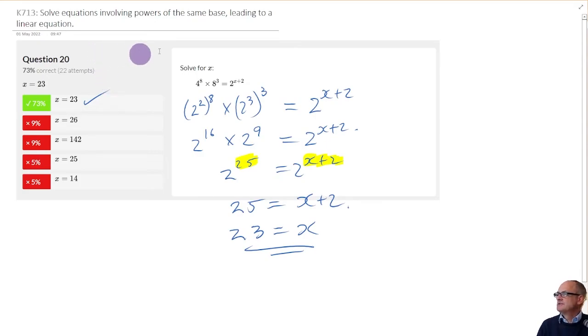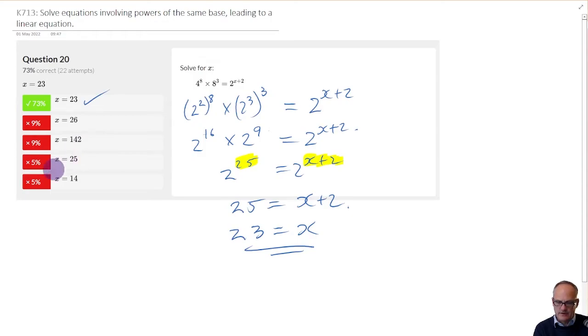Now, in the mistakes, what went wrong was to get the 142, these couple of students, what they did was they multiplied the 16 and the 9 there. That's where they went wrong, rather than adding them. To get the 26, I don't actually see the working for that student, so I'm not quite sure how they got 26. It's really not easy to see, so I'll miss that one out.